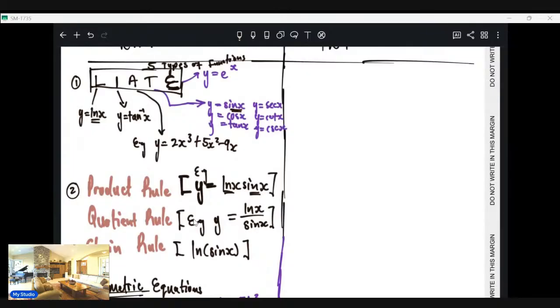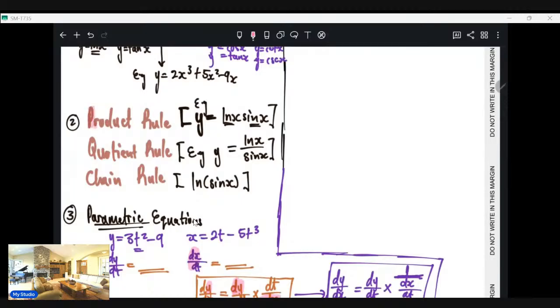You have the 5 types of functions. You must know how to differentiate them. Then you should know how to use these: the product rule, when the 5 types of functions are multiplying each other, two of them. Quotient rule. Remember that, everybody: there is no product rule and quotient rule in integration. These things are ending here. Integration has its own methods. This is ending here.